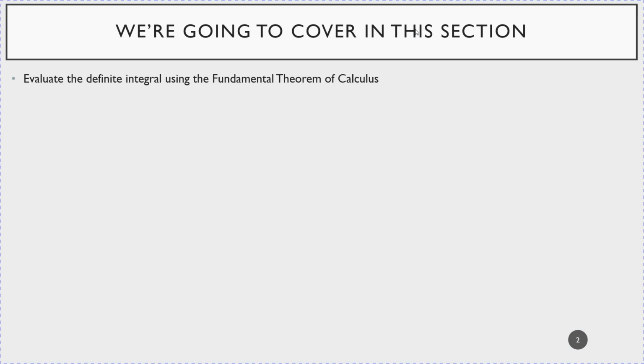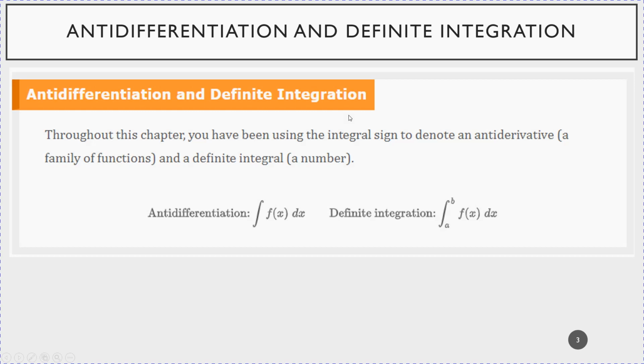All we're going to do here is evaluate the definite integral using the fundamental theorem of calculus. The fundamental theorem of calculus is really easy and straightforward to use, and you'll see. So let's talk about anti-differentiation and the definite integral.